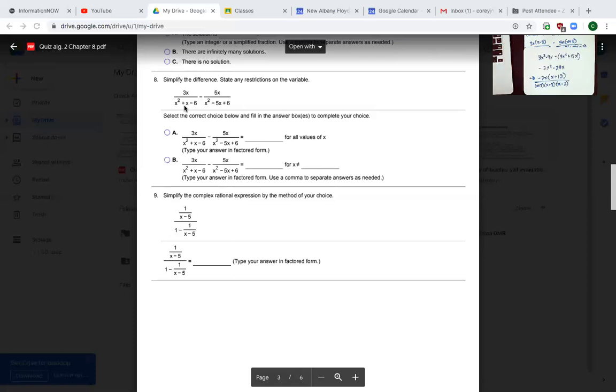And then part B, what are the restrictions? So that's anything that makes the denominator 0. So negative 3 would make this 0. Positive 3 would make that 0. Positive 2. So my restrictions are x cannot be, I'm just going to write plus or minus 3 and positive 2.